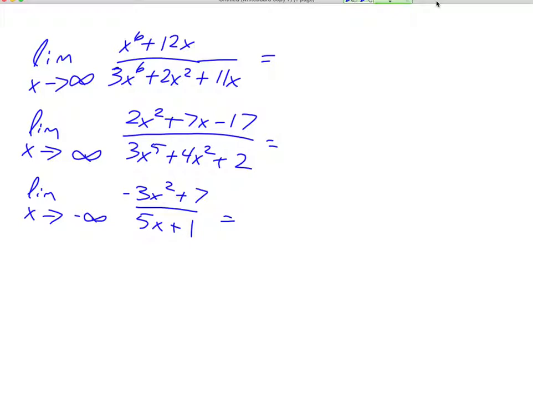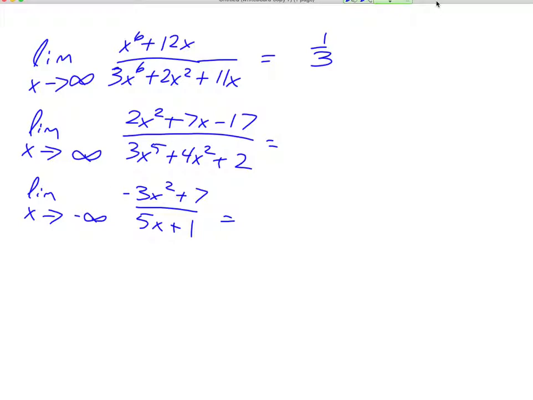So, on the first one, x to the 6 plus 12x over 3x to the 6 plus 2x squared plus 11x. What is my horizontal asymptote going to be? 1/3 is correct. Why, Rachel? Because the largest exponent of the numerator and the denominator are the same. When that happens, I just take the coefficients. So that gives me 1/3.